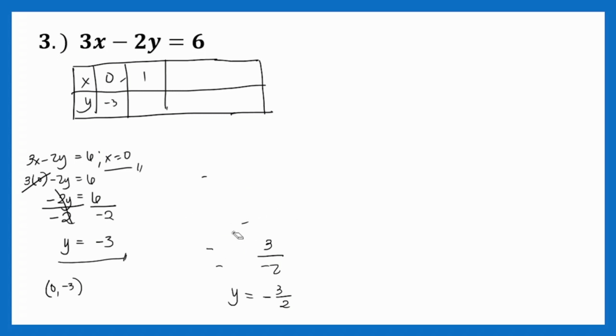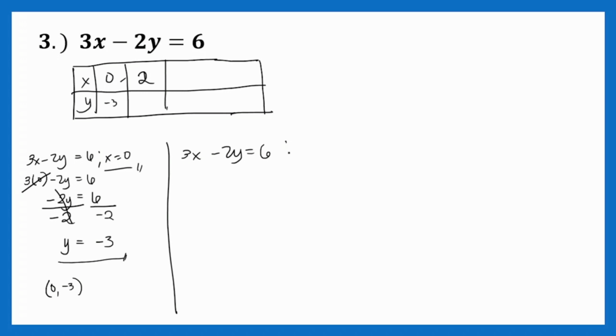So, proceed tayo sa ibang number. So, let's try out 2. What if 2 ang i-try natin sa x? So, we have 3x minus 2y is equal to 6. What if x is equal to 2? So, let's try kung lalabas dito ay integer.